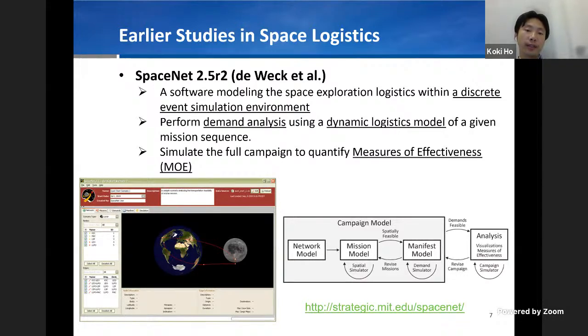This software is modeling software. It models space logistics with a discrete event simulation environment, and it performs demand analysis using a dynamic logistics model. It can simulate the full campaign to quantify different measures of effectiveness. So this was the starting point of a lot of the space logistics research that has happened after that.